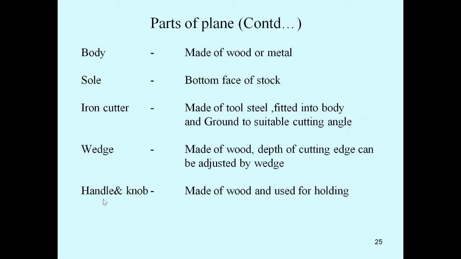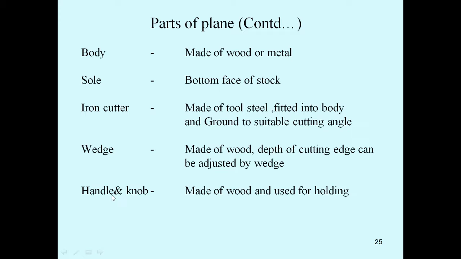Next one is handle and knob. Handle and knob are made of wood and used for holding. With the help of the right hand, we can hold the handle. With the left hand, we can hold the knob so that we can easily perform the planing operation, by moving to and fro, front and back, or right and left.